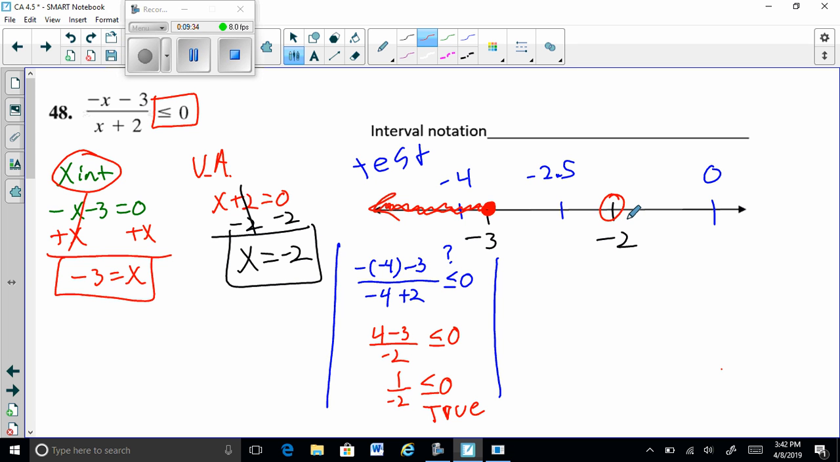Okay. Now this next one, I know we have a decimal, but it's really not that bad. So let's see what we're dealing with here. So we have -2.5 minus 3 over -2.5 plus 2. And we want to figure out, is that expression going to be less than or equal to 0? Okay, so once again, you have those double negatives, so it becomes positive 2.5 minus 3 all over negative 2.5 plus 2. That becomes a negative 0.5.